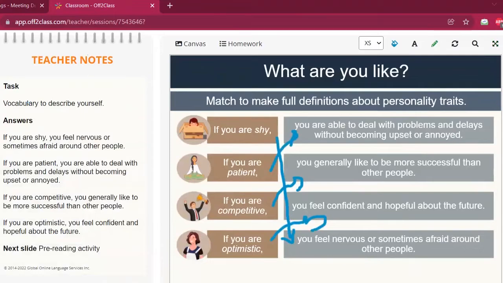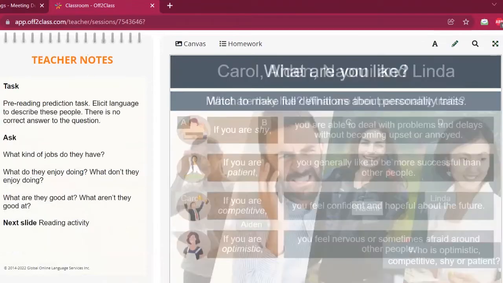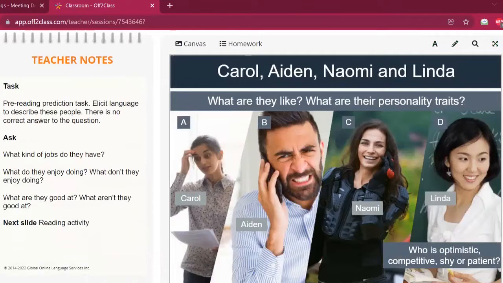Okay, we continue. We've got here Carol, Aiden, Naomi and Linda. So what are they like? What do you see? What are their personality traits? Who looks, for example, optimistic? Who's competitive or shy and patient? Which one?